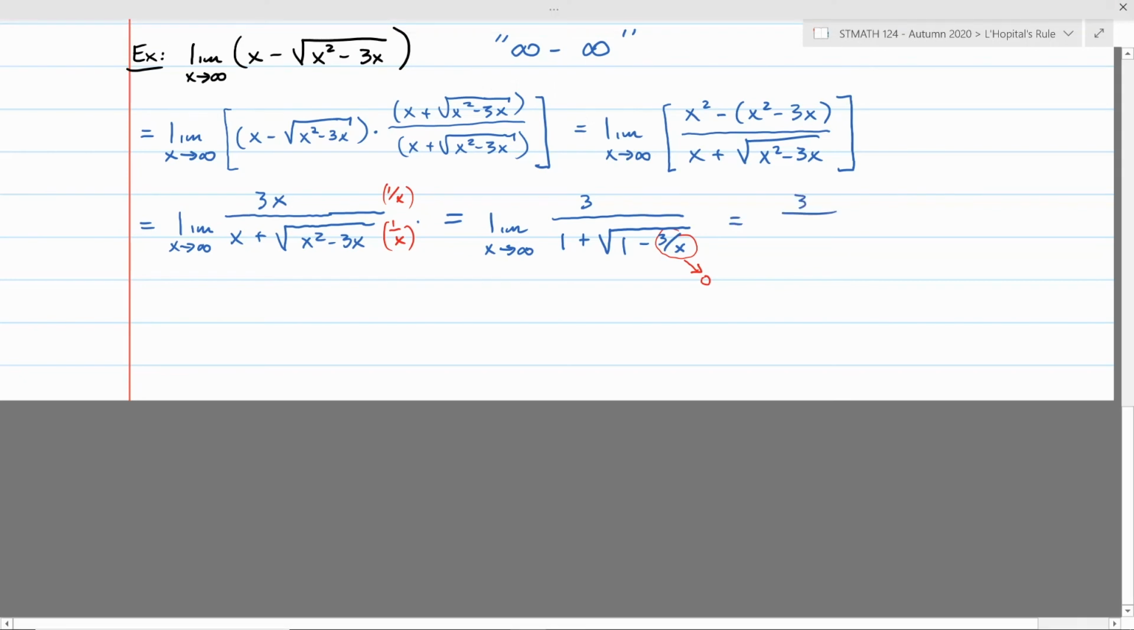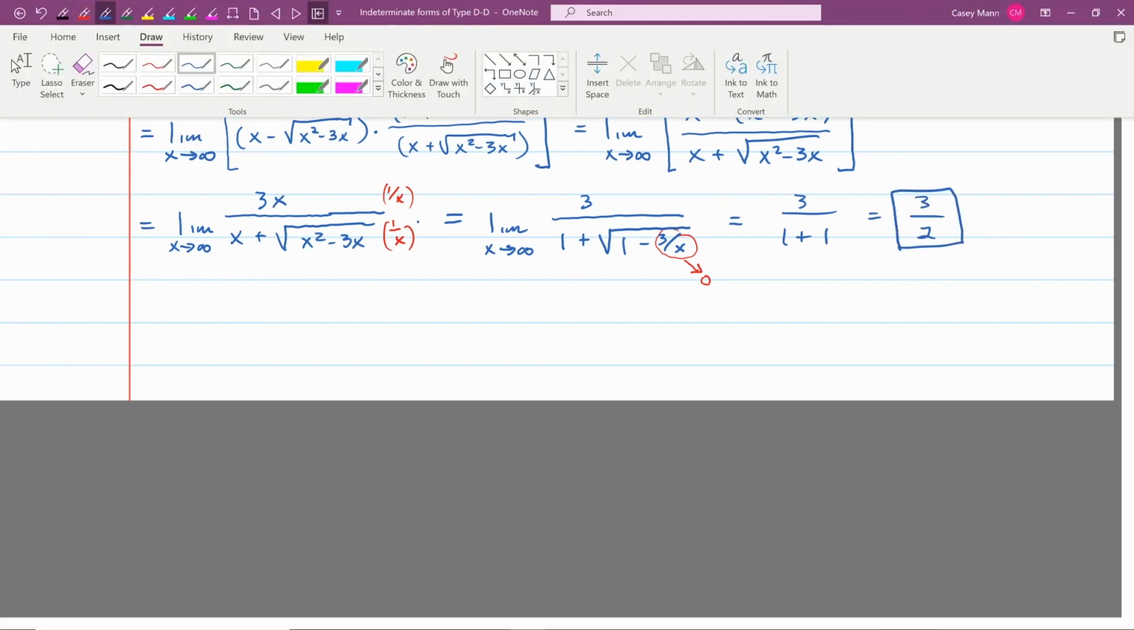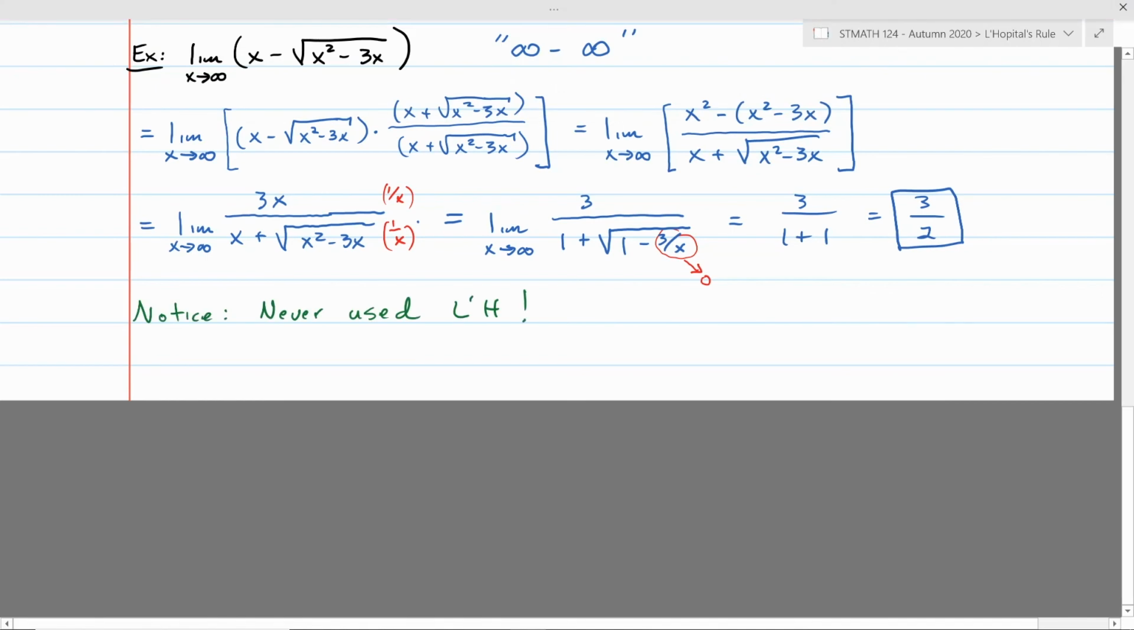So at this point I can just evaluate this limit and get 3 over 1 plus 1, because that 3 over x goes to 0, so you're left with the square root of 1 there. So this comes out to 3/2 actually. Just notice here that I never used L'Hopital's rule. Now, there was a point where I could have used it at this point here, circled in green, but I chose to go a different route at that point.